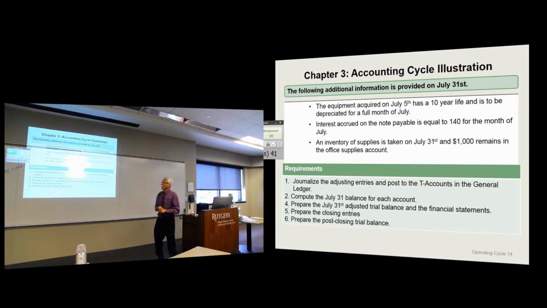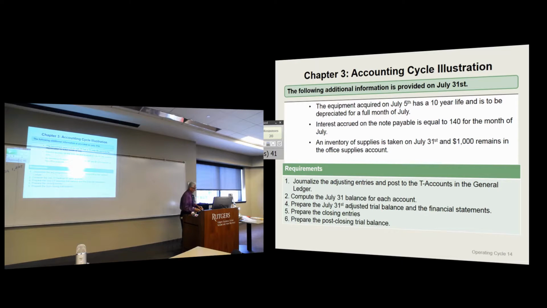The equipment they acquired on July 5th has a 10-year life, and even though it's on July 5th, we're not going to start calculating depreciation by the day. We're going to move it back and take it for the full month of July. Interest accrued on the note, I'm going to tell you it's $140, and the inventory of supplies taken at the end of the month tells me I have $1,000 left in the supplies account.